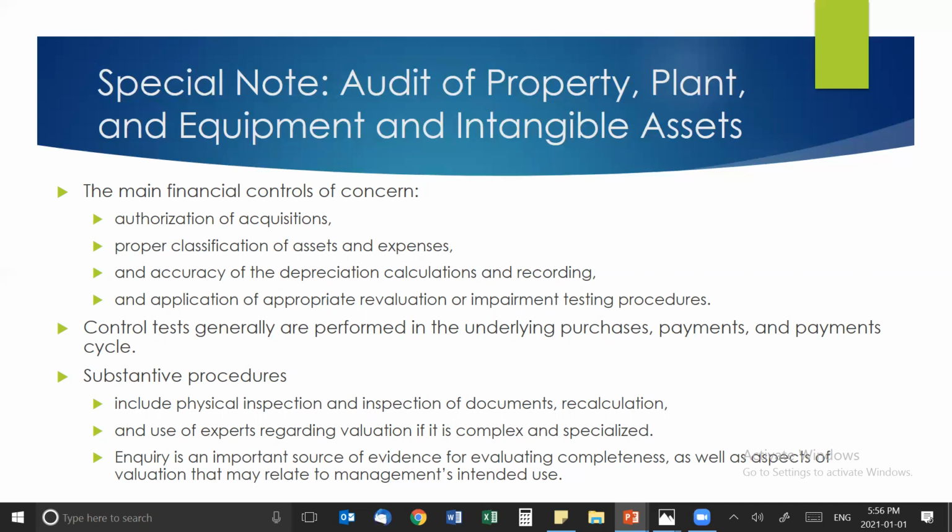Inquiry is important to get evidence, but it's not enough. You still have to keep going and getting additional invoices to figure out the valuation.